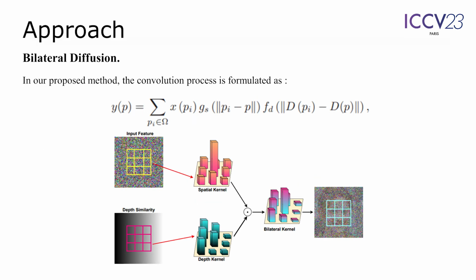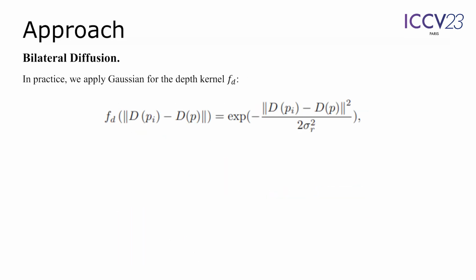To relieve this concern, we present a depth-injected bilateral diffusion which leverages depth information for image inpainting. Specifically, we take the kernel of convolution as the spatial kernel, similar to the bilateral filter. As shown in this figure, depth differences serve as the depth kernel to reweight the filter. In practice, we apply Gaussian for the depth kernel.